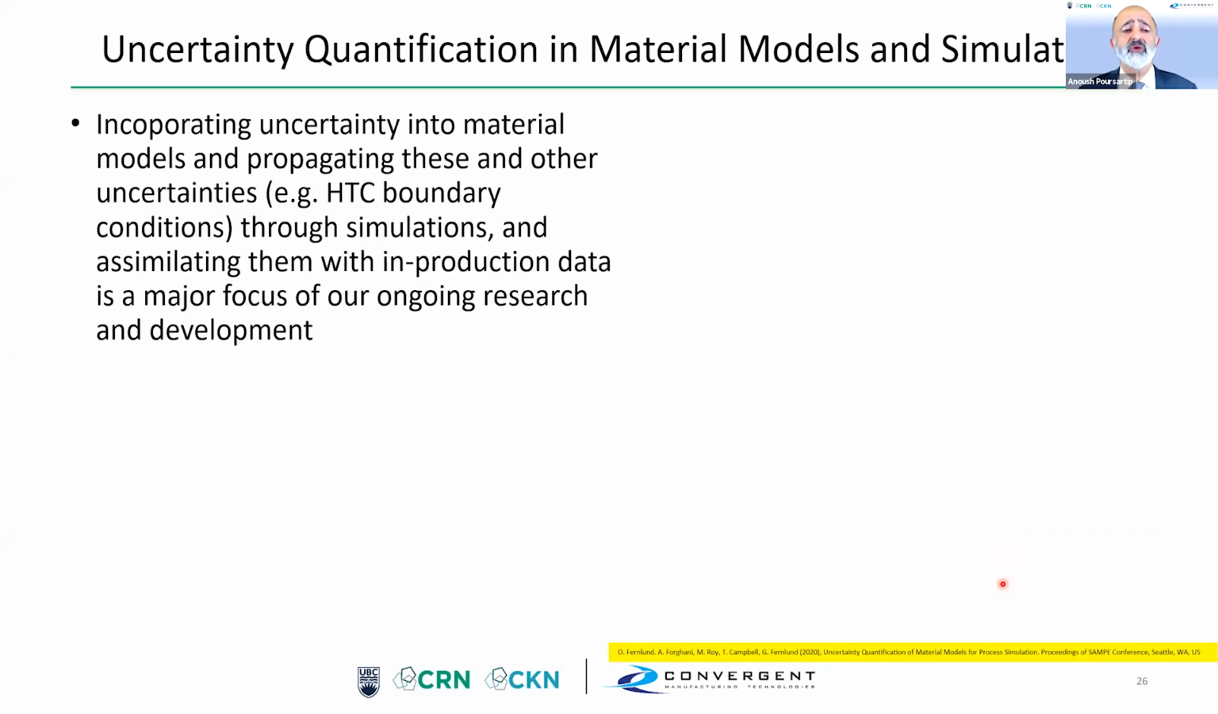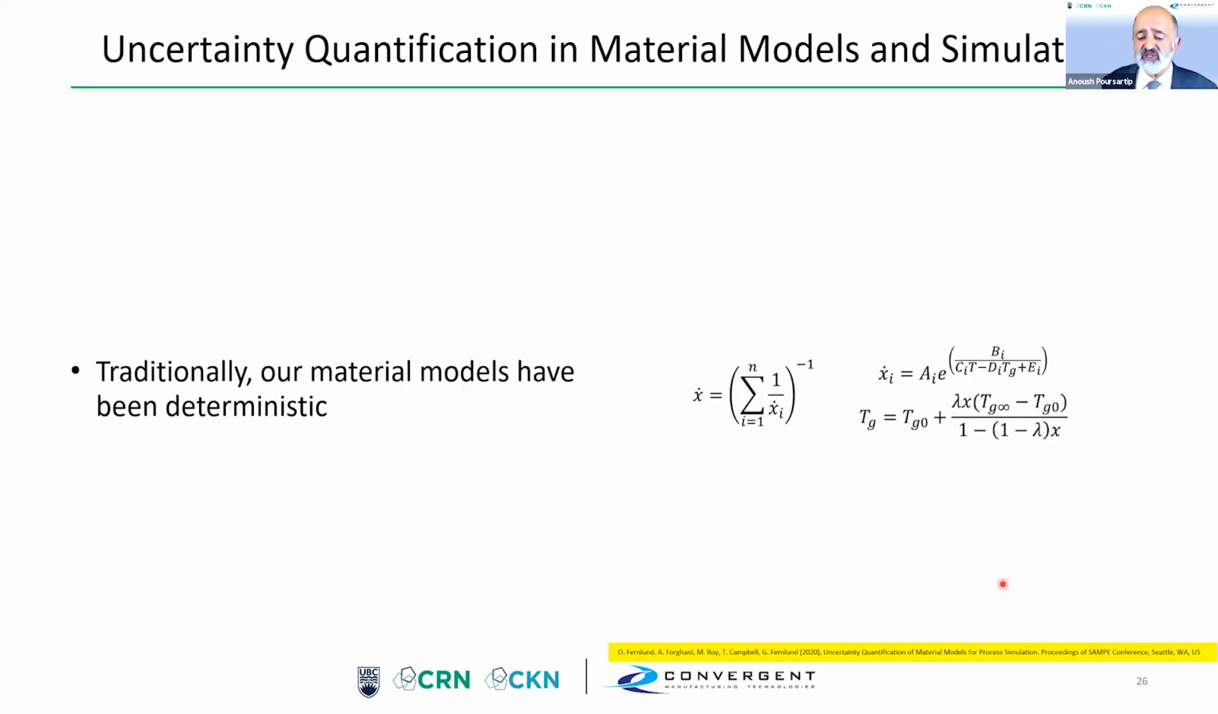And here, what we do is we incorporate uncertainty into our material models, and then we propagate these and other uncertainties, in particular the heat transfer coefficient boundary conditions, through our simulations. And I'm going to show you how we then assimilate it with in-production data. So traditionally, our materials have been deterministic. We have pure kinetics models of various forms, but they're always deterministic.